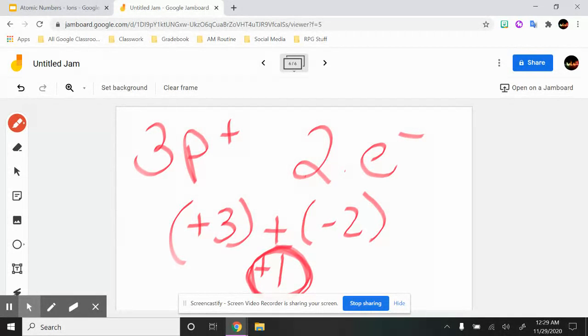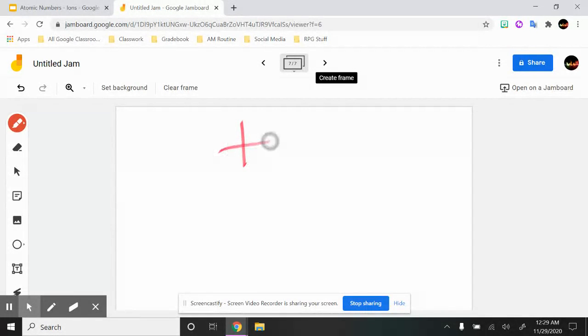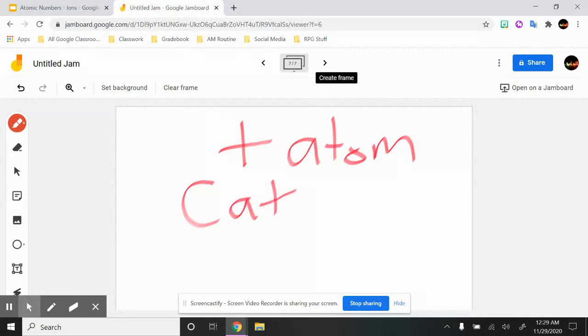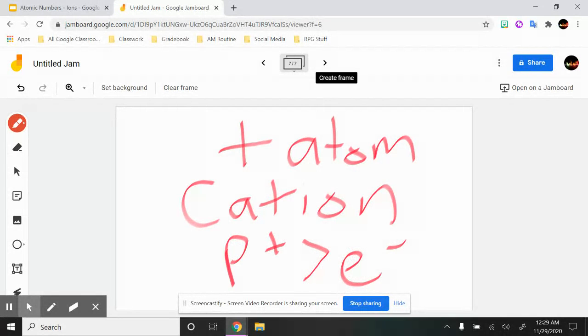When we have positive atoms, they are called cations. And cations have more protons than electrons. They lose electrons and become positive.